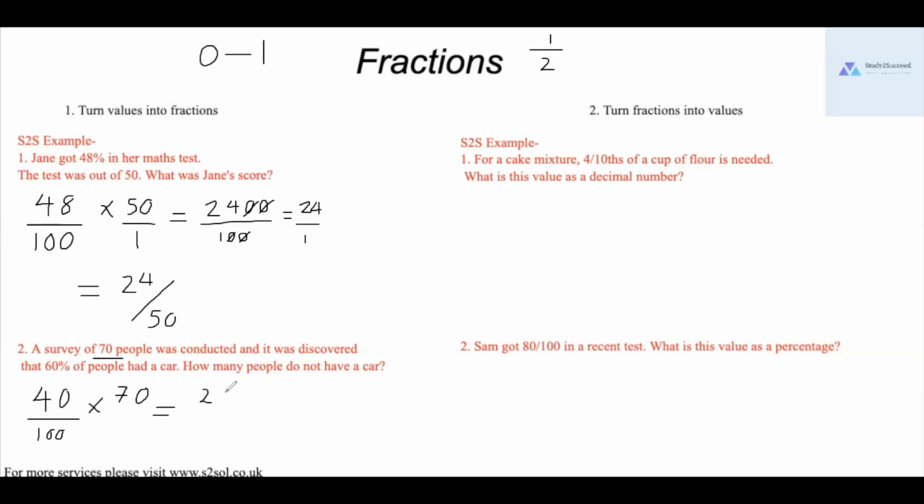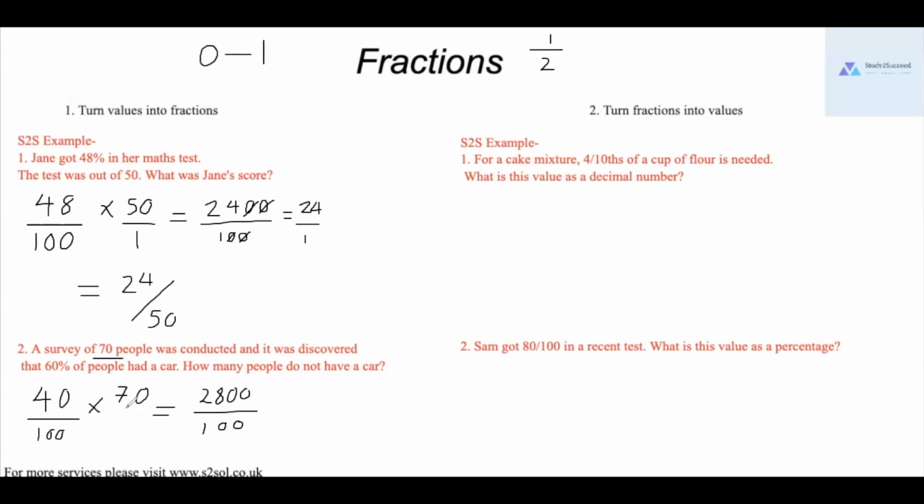This gives us 2,800 over 100. Remember, 70 is the same as 70 over 1. Quick way to do 40 multiplied by 70 in your head: 4 multiplied by 7 is 28. We should know our multiplication tables by a click of a finger. And then we add our 2 zeros on the end. So 2,800.